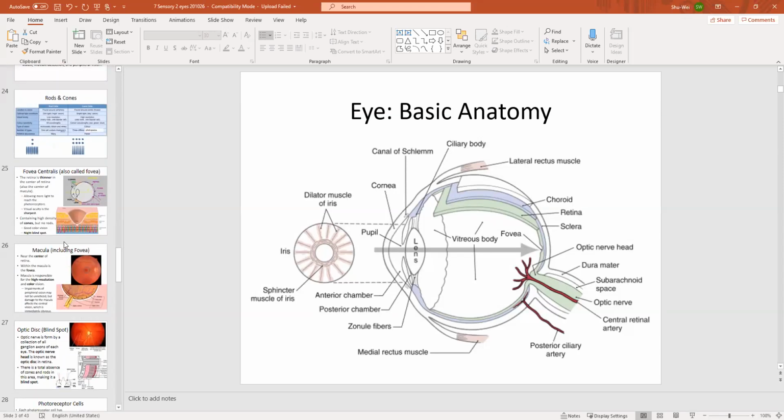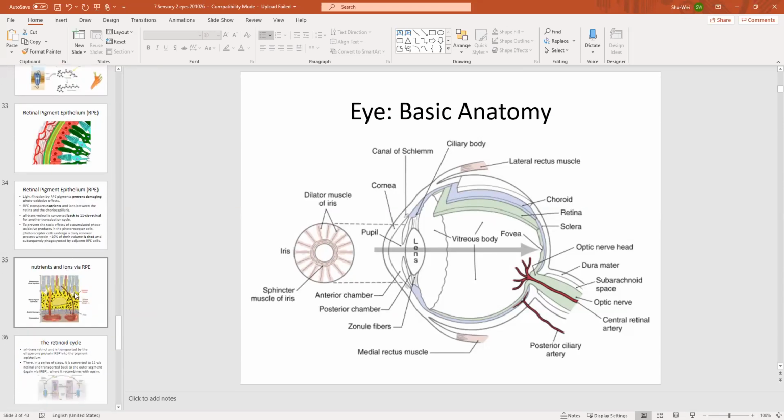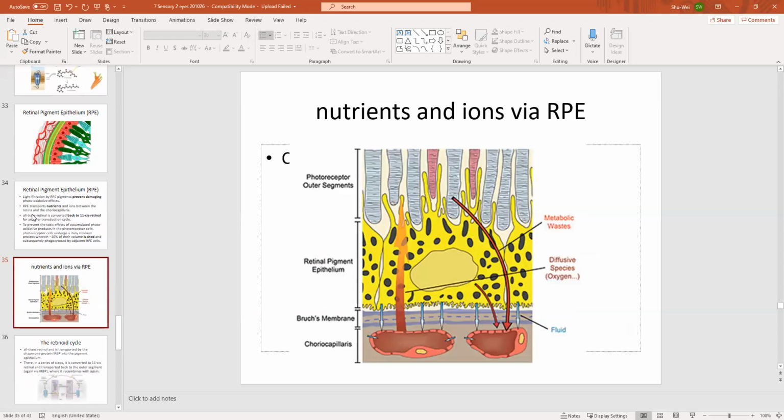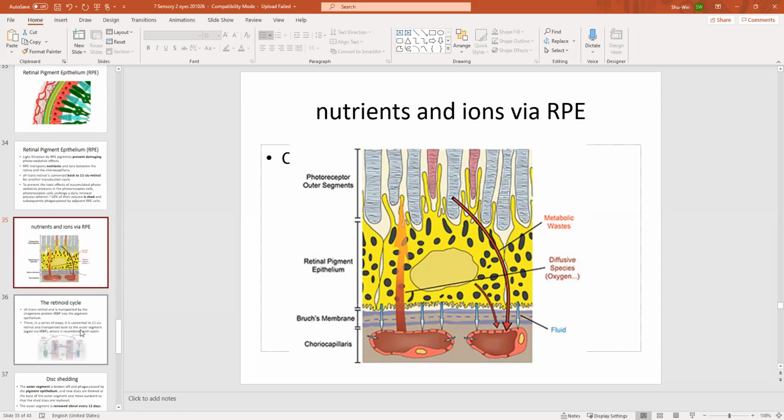And that is the function of this one here. To nourish the retina, we need some from the back. It's provided by the choroid artery from the posterior ciliary artery, and then diffuses through the retinal pigment layer into the photoreceptor. So that's that one we know now.